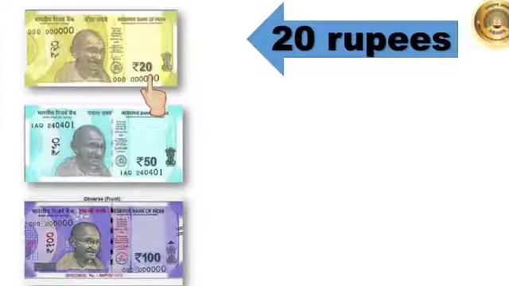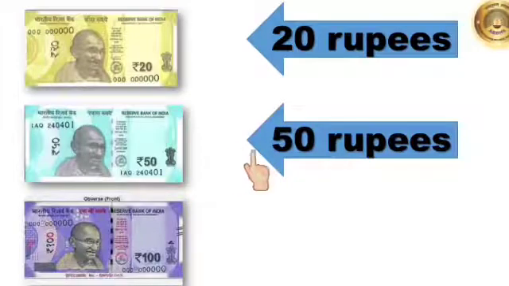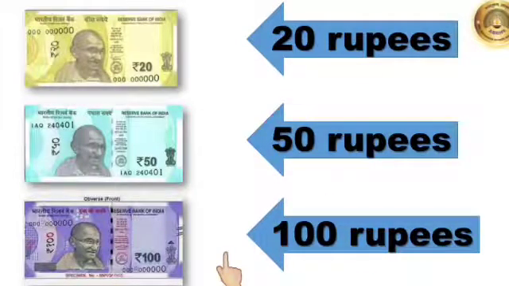Here we have some notes. Tell me, children, which is this note? This is the note of 20 rupees, and the value or denomination of this currency note is 20 rupees. This is a 50 rupees note, so the value of this note is 50 rupees, and this is a 100 rupees note. So tell me, the value of this note is 100 rupees.